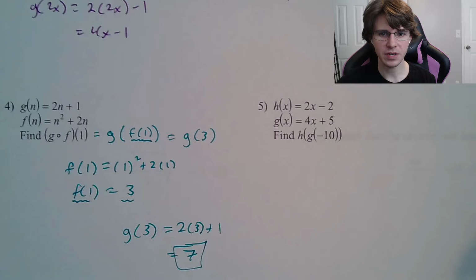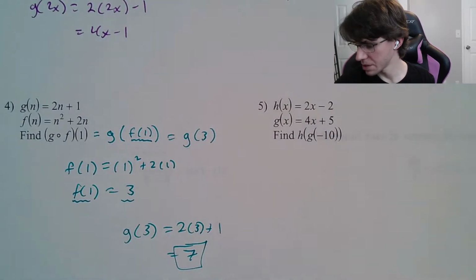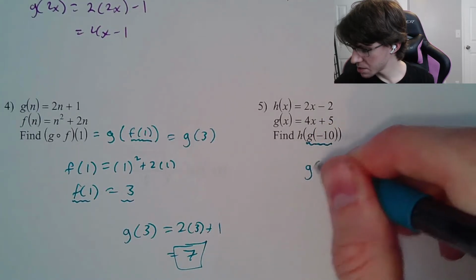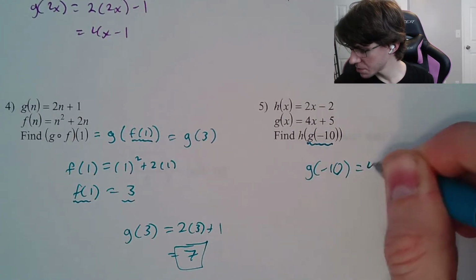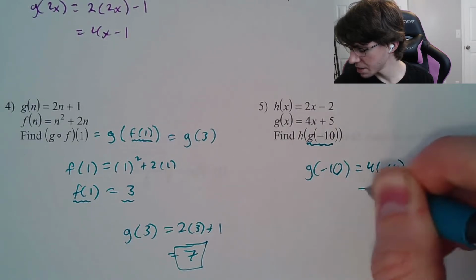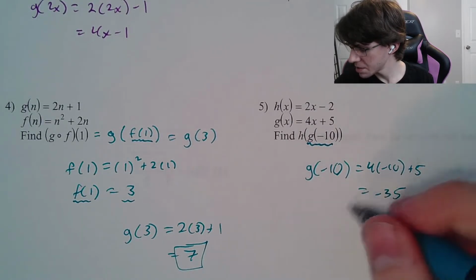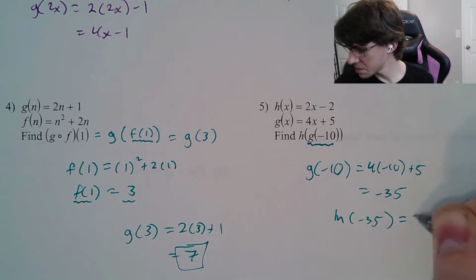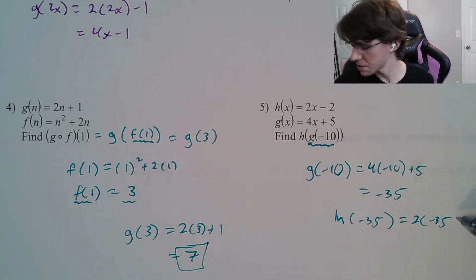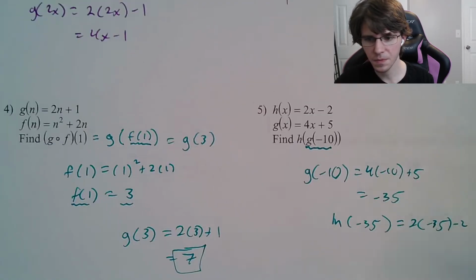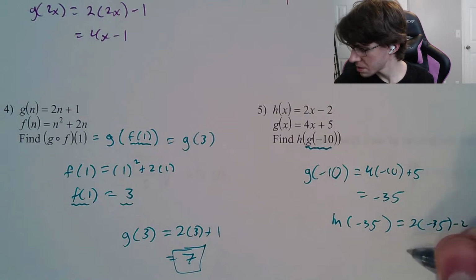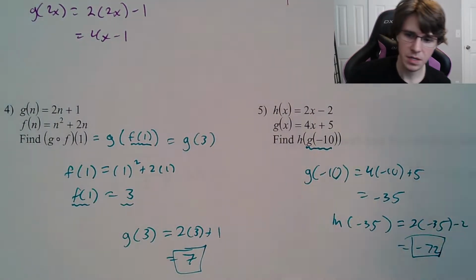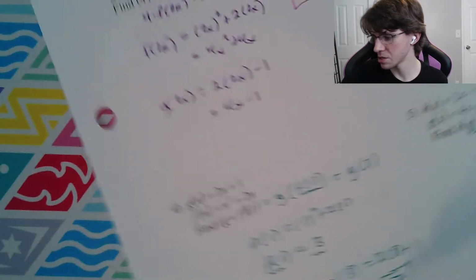Continued on to number 5, exactly the same idea, but this one starts off already written in the quote-unquote correct way for us. So we will yet again start with this g of negative 10. So g of negative 10 is going to be 4 times negative 10 plus 5. That's negative 35. And then we just do h of negative 35. That's going to be 2 times negative 35 minus 2. You are able to still see that, just barely. That's going to be negative 72 when you do the work on that one. Easy peasy.